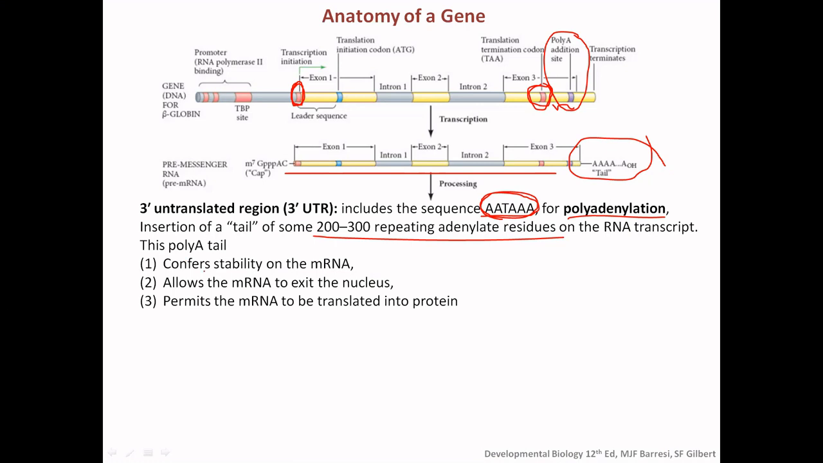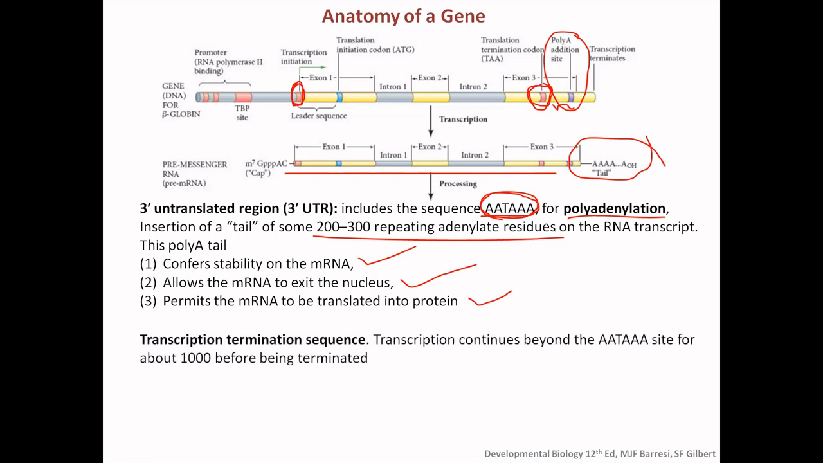What is the role of this 3' UTR? It confers stability on the mRNA, allows the mRNA to exit the nucleus, and permits the mRNA to be translated into proteins. Then after the 3' UTR, we have the transcription termination sequence. This is the transcription termination sequence that continues beyond the poly A tail, and it is about 1,000 base pairs before being terminated.